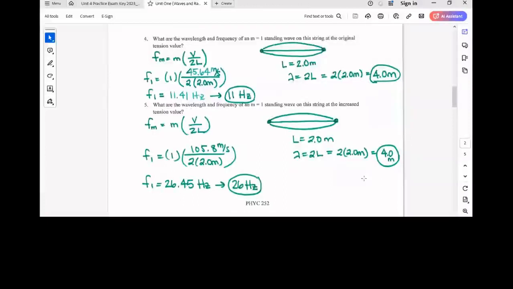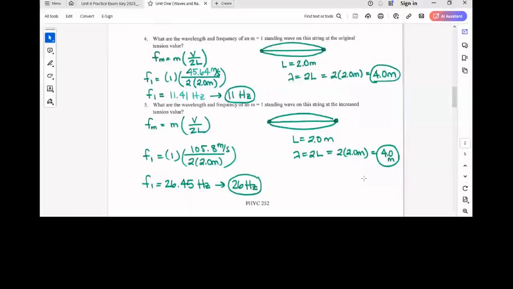Number 4, what are the wavelength and frequency of an m equals 1 standing wave on the same string at the original tension value? So we're reverting back to the original speed of 45.64 meters per second. And because this is a standing wave on a string, the only way that standing waves will fit on that string is if there are nodes on either end and then antinodes in between. And because it's an m equals 1 standing wave we're concerned with, we just want to look for the case where we have only one antinode.